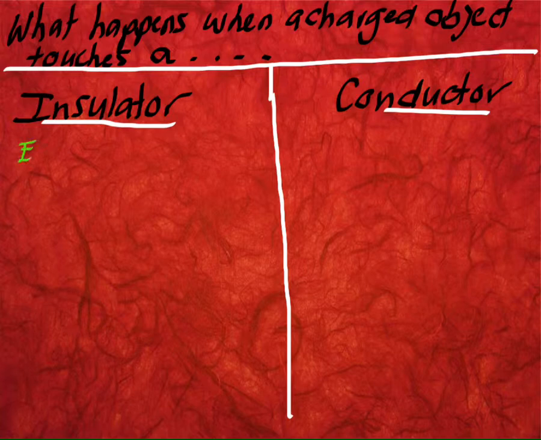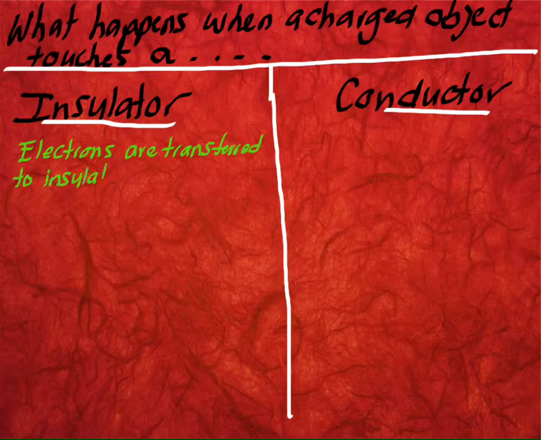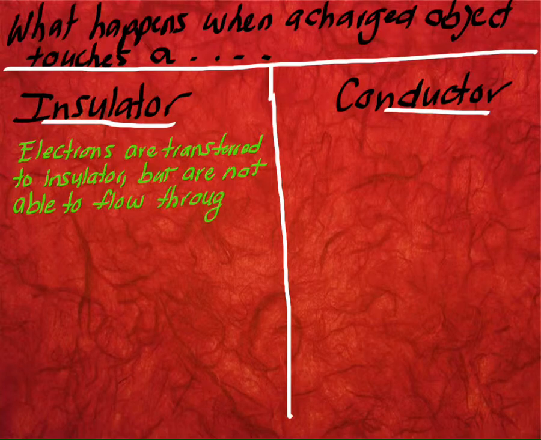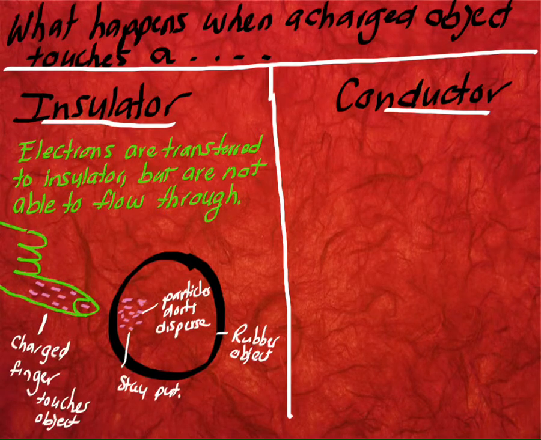This is a little picture that I've drawn. This is basically because electrons are going to transfer to an insulator, but they're not going to be able to transfer through it. So here's a picture of what I just said. Right here I have a very charged finger, and it goes in to touch a rubber object. When I say charged, that means maybe I was rubbing my finger on my shirt and charged it up. So now the tip of my finger has a buildup of electrons. And these electrons don't just come from nowhere.